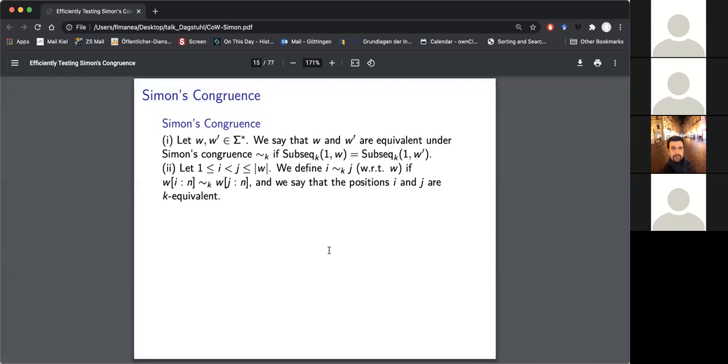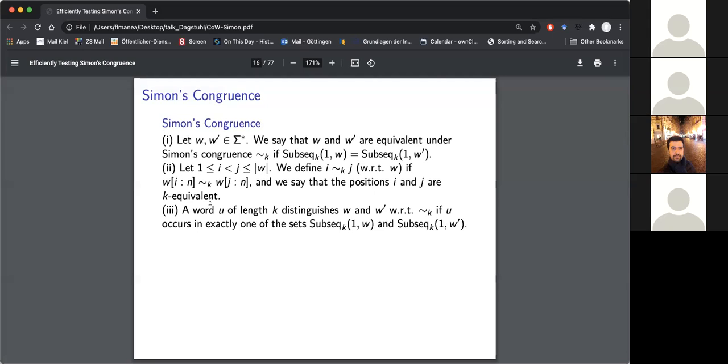Now, once we introduce this congruence, we can maybe define some technical prerequisites that will allow us to work with this congruence later. If we consider two positions of the word, we can define an extension of the Simon's congruence for these two positions, of course, with respect to the word W, where we say I and J are K equivalent if the suffixes starting on position I and J respectively are sim K equivalent.